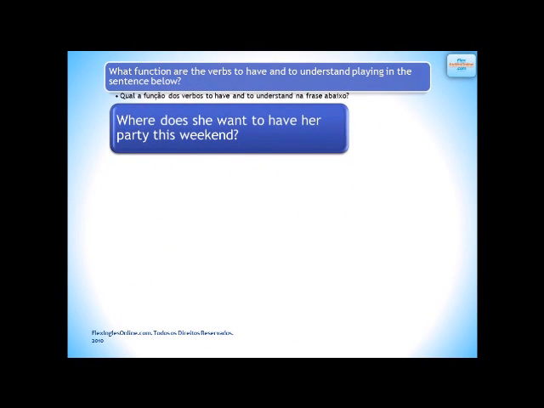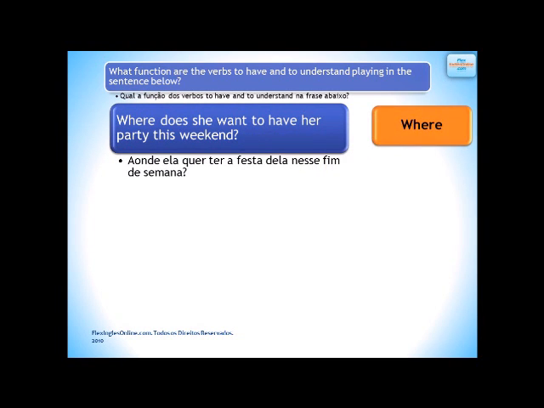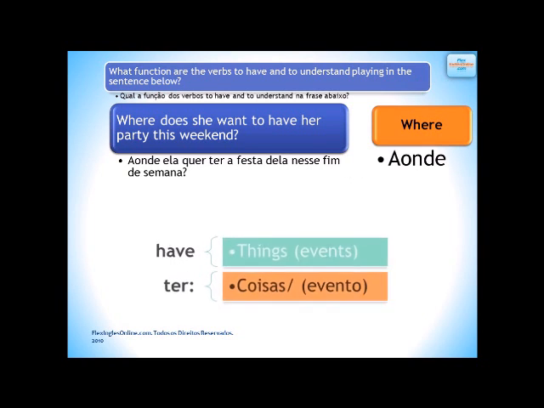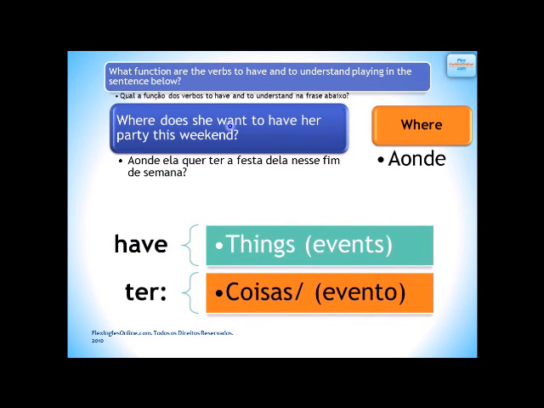Where does she want to have her party this weekend? Where, again, aonde? And to have, in this case, again, things. To have things.